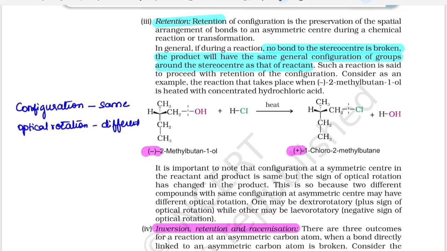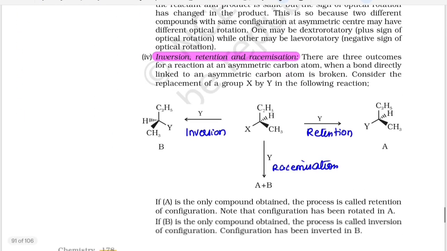One more thing you should remember here is, see here, configuration can be the same, but optical rotation can be different. So note this minus sign and plus sign. This is dextrorotatory and this is levorotatory in nature. Even though configuration is the same, optical rotation can be different.